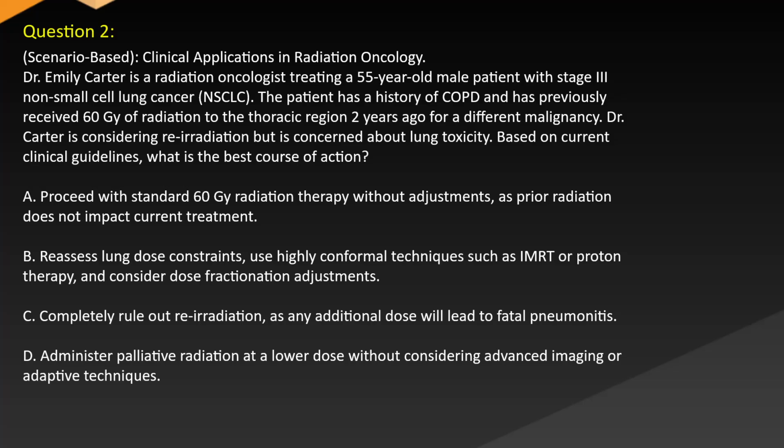A. Proceed with standard 60 Gy radiation therapy without adjustments, as prior radiation does not impact current treatment. B. Reassess lung dose constraints, use highly conformal techniques such as IMRT or proton therapy, and consider dose fractionation adjustments. C. Completely rule out reirradiation, as any additional dose will lead to fatal pneumonitis. D. Administer palliative radiation at a lower dose without advanced imaging or adaptive techniques.